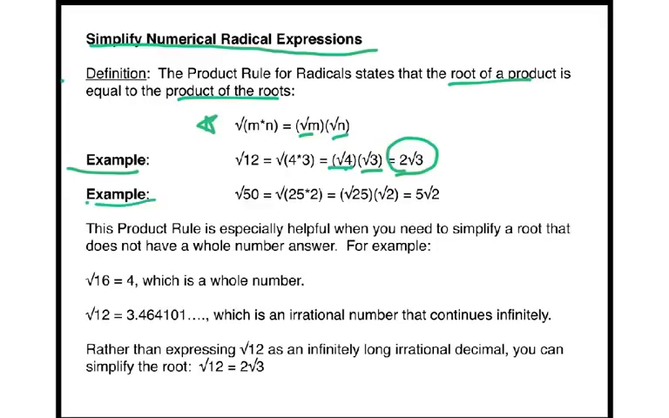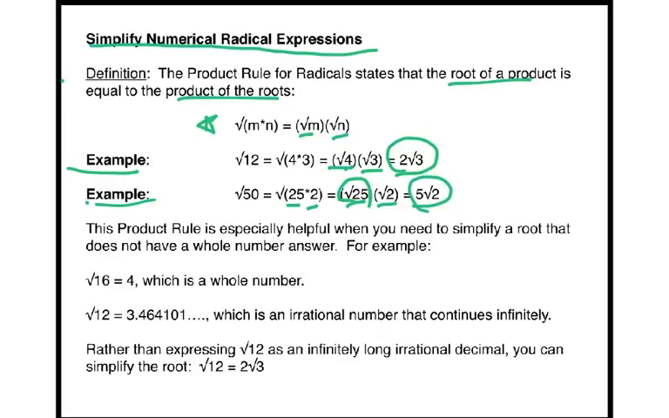Another example, the square root of 50 is actually the square root of 25 times 2. I chose 25 times 2 rather than 5 times 10 because 25 is square rootable. It's the square root of 25 times the square root of 2. I can simplify the square root of 25 to give me a simplified expression, 5 root 2.